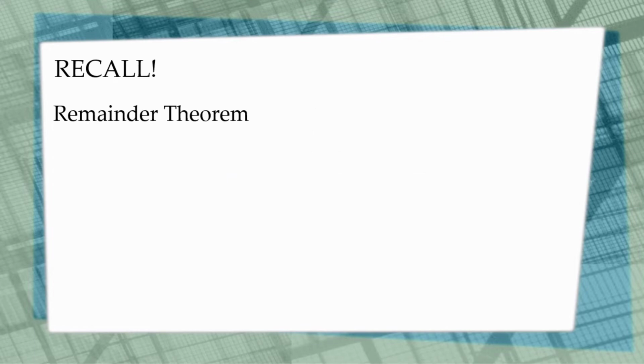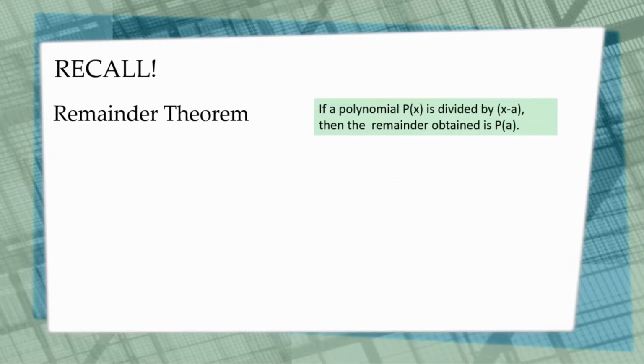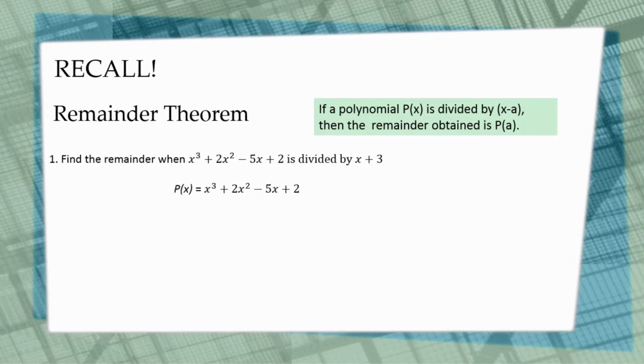So let us first recall the remainder theorem and factor theorem. The remainder theorem states that if a polynomial p of x is divided by x minus a, then the remainder obtained is p of a. Example, find the remainder when x cubed plus 2x squared minus 5x plus 2 is divided by x plus 3. The divisor is x plus 3, so a equals negative 3. By the remainder theorem, let us substitute negative 3 for x.